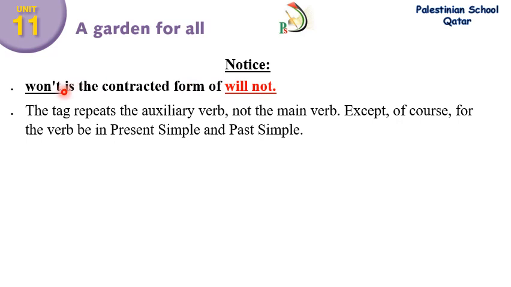Notes. Won't is the contracted form of will not. Won't means will not. The tag repeats the auxiliary verb, not the main verb, except, of course, for the verb be in the present simple and past simple.